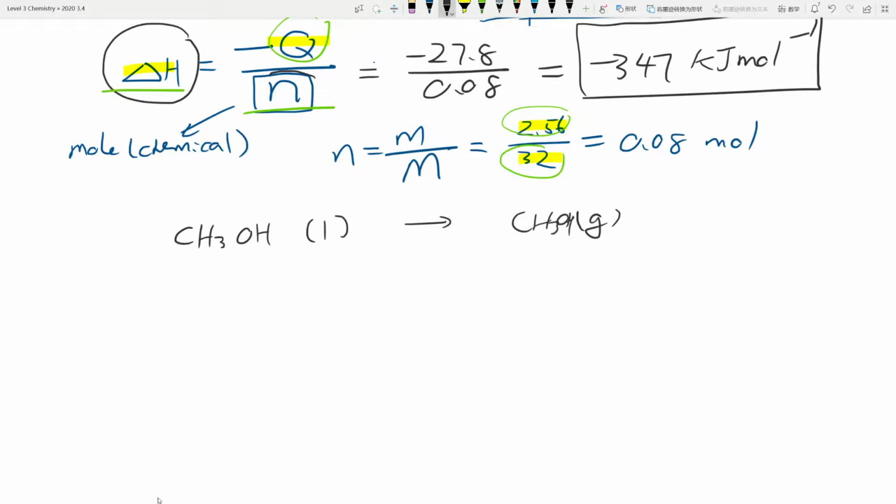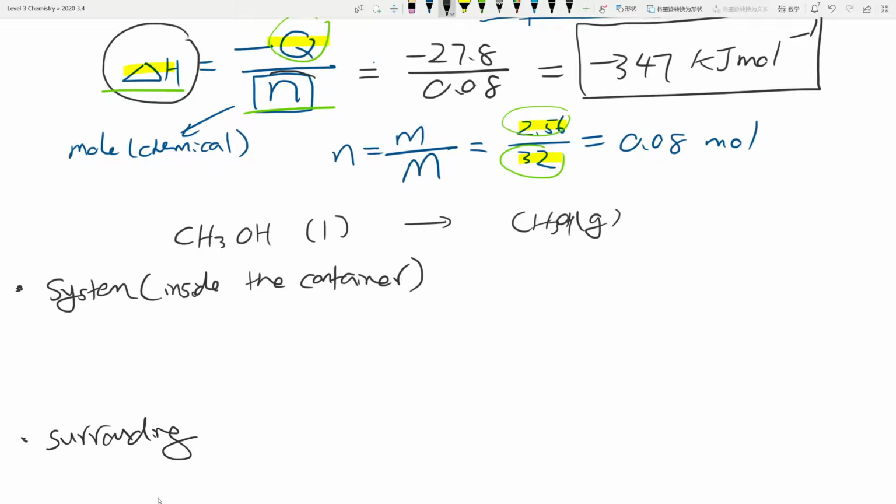Now, there are 2 things we need to look at. One is looking at the system. The system is what's inside the reaction, like inside the container. If you do a chemical reaction in a test tube, in a beaker, in a flask, in whatever, this is inside the system. Then we look at the surrounding, which is the outside. If you were to touch the outside of a test tube, you are technically looking at the outside of the system, because you didn't put your finger into the solution.